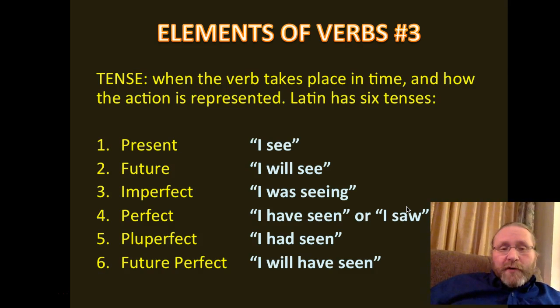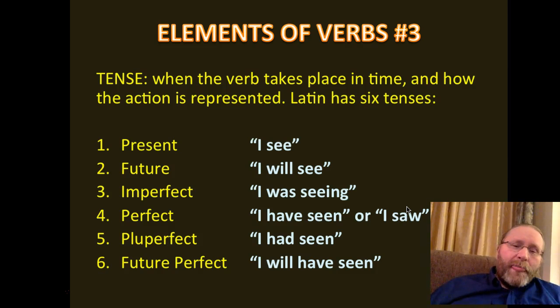Now, the third element of a verb has to do with tense. And tense has to do with when the verb takes place in time, again, from the point of view of the speaker. So in Latin, there are 6 tenses. Some languages have less, some languages have more. There's present tense, that is, a verb is occurring in the speaker's present, as in I see or I am seeing. Future is I will see or shall see. Imperfect is a past tense, but it's a past tense that focuses on ongoing action in the past. It means things like I was seeing, or I used to see, or I kept on seeing in the past.